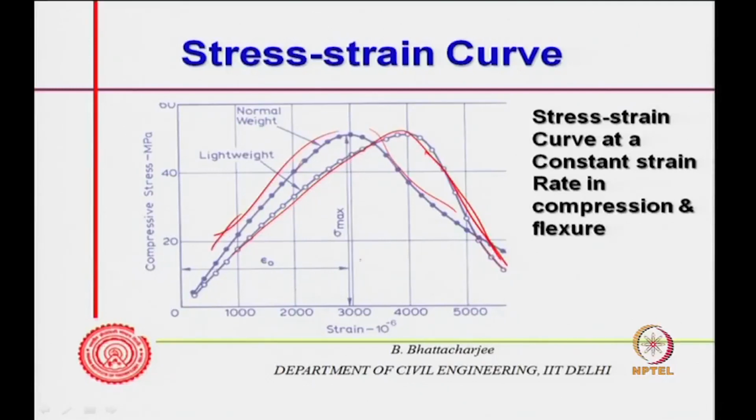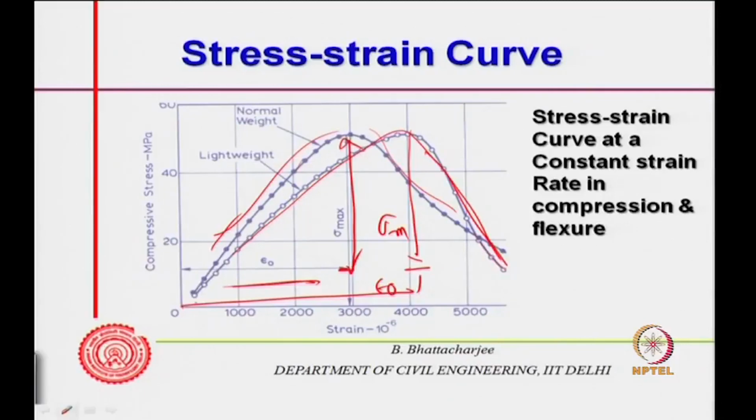So, you find some sort of behavior like this, where this is the F max, or sigma max, the maximum stress, and corresponding to this we call epsilon 0, that is the strain at maximum stress. For lightweight, this would be the maximum stress sigma max, and epsilon 0 would be this much. So, epsilon 0 and sigma max, these are the two, and you see this kind of behavior.